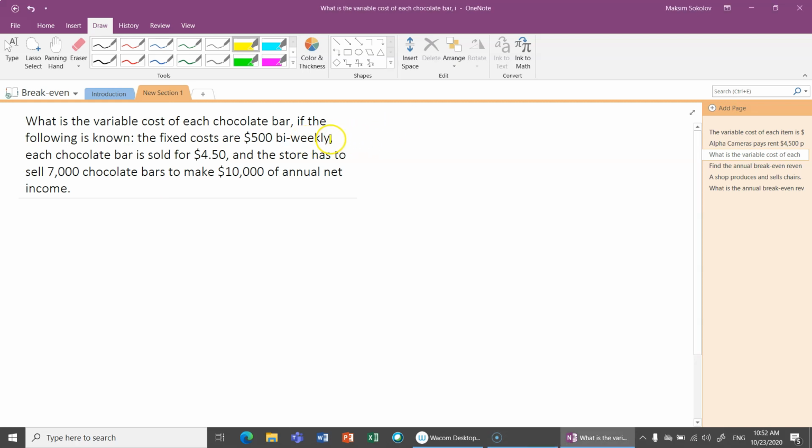We should notice here that the fixed costs are given as biweekly amounts. However, the net income here is given as an annual amount. Therefore, we'll start by converting $500 biweekly into an annual amount. So fixed costs are $500 times 26, because there are 26 biweekly periods in 1 year. It's going to be $13,000 per year.